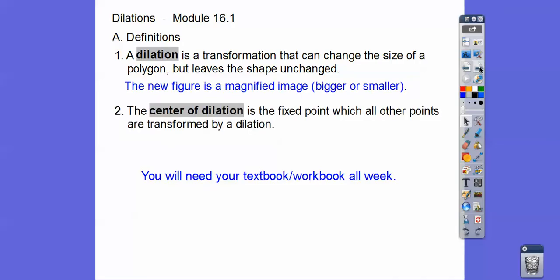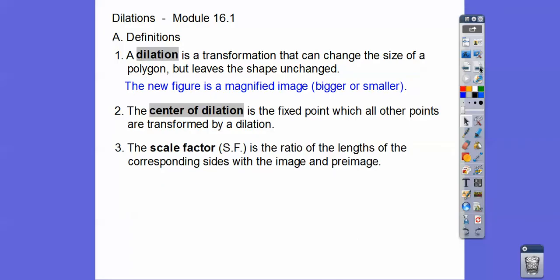The center of dilation is the fixed point from which all other points are transformed by the dilation. The scale factor, which I'm going to abbreviate as SF, is the ratio of the lengths of the corresponding sides of the image and the pre-image.